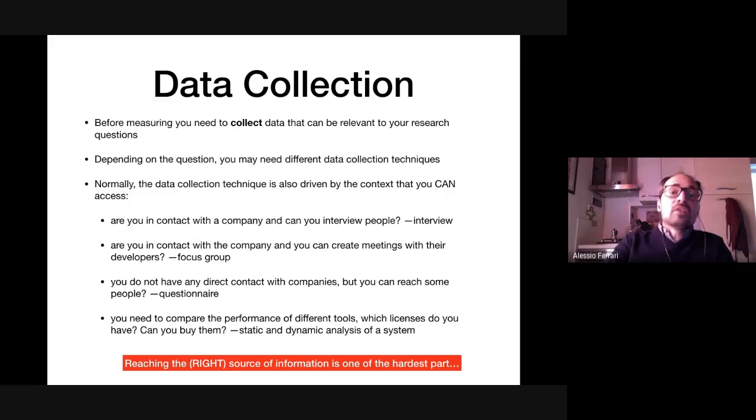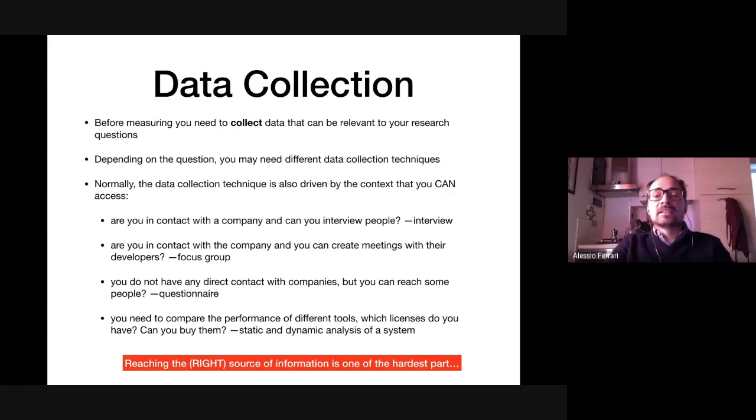But you may also be in a situation where you do not have any direct contact with companies, but for example, your professor has some contact with many companies. So in this case, you may better use a questionnaire. Okay, so send a questionnaire or survey. I will use these terms as synonyms in this class. So you don't have the direct contact with the company, but someone else does, or you can create a network without reaching the people directly.